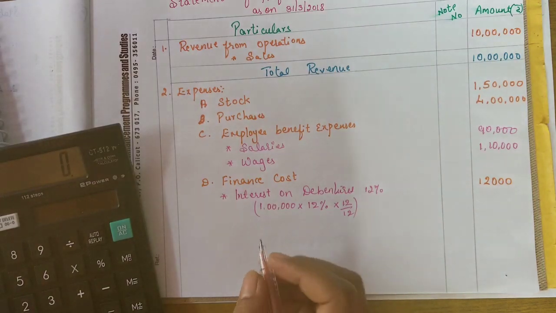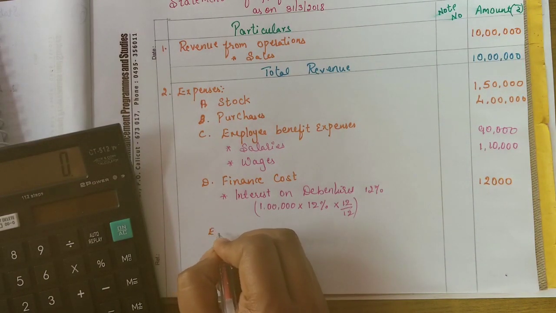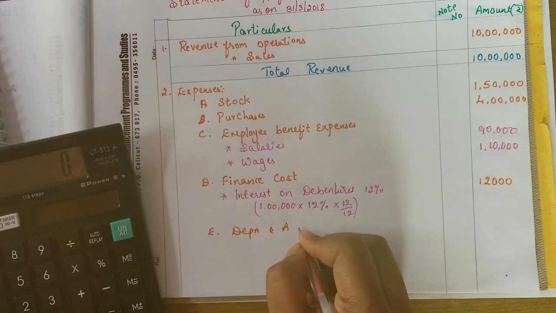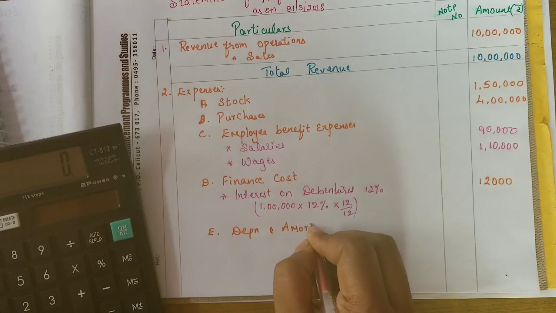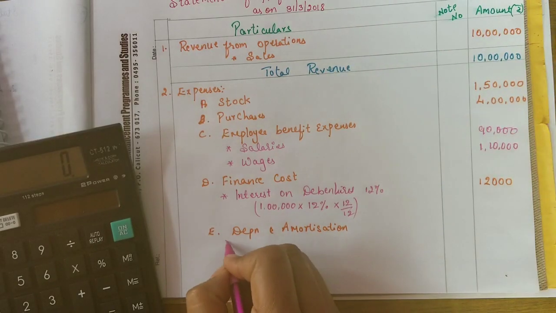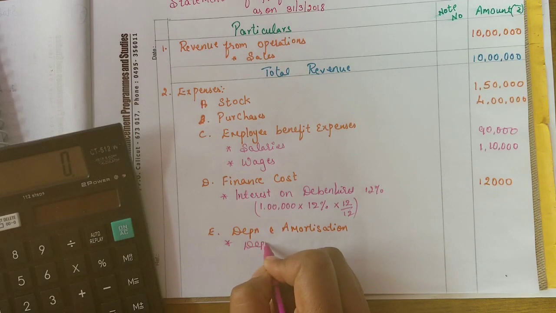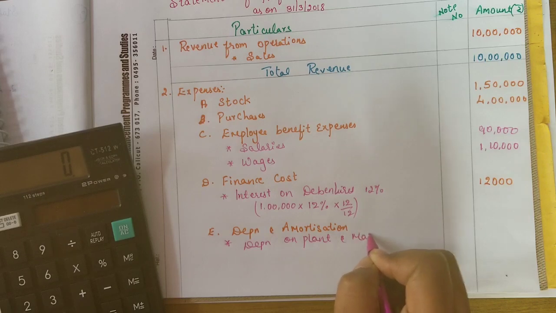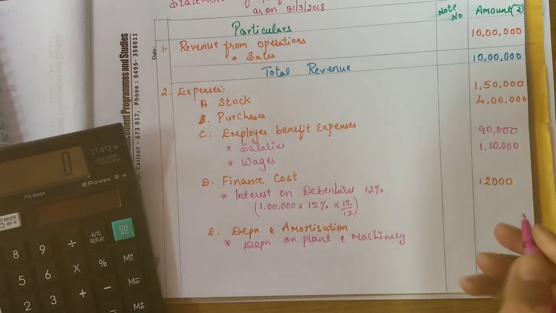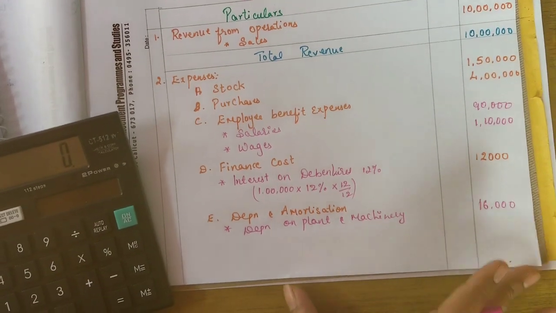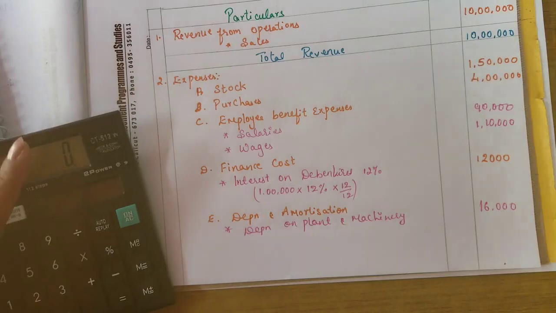Next we have depreciation and amortization. Under the depreciation and amortization heading, no intangible asset is given. So below that we can write down depreciation on plant and machinery, that the amount is 16,000. So all the expenses have been written now.